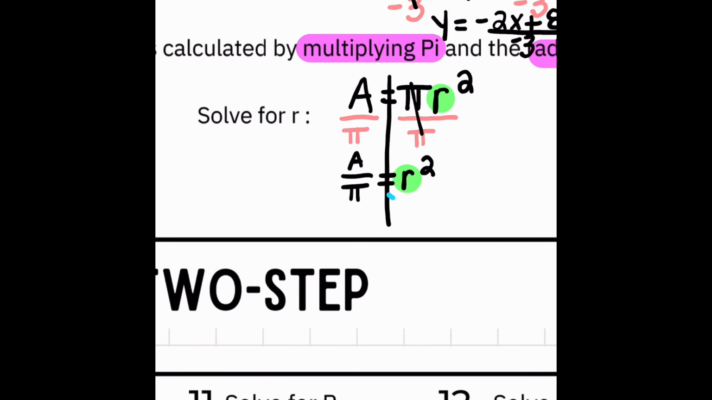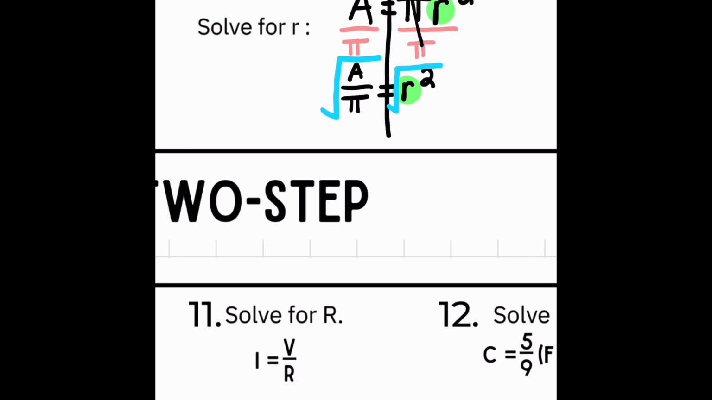So for this particular problem, we're going to take the square root of both sides. Once I take the square root of a square, that is going to eliminate each other. So we're going to have r equals, and we're left with the square root of A divided by pi.